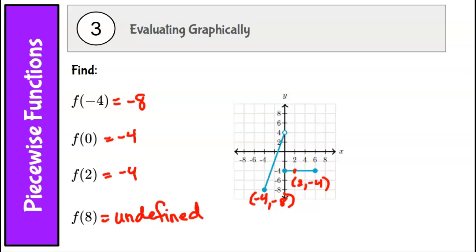Hopefully you have a little bit better understanding now of piecewise functions.